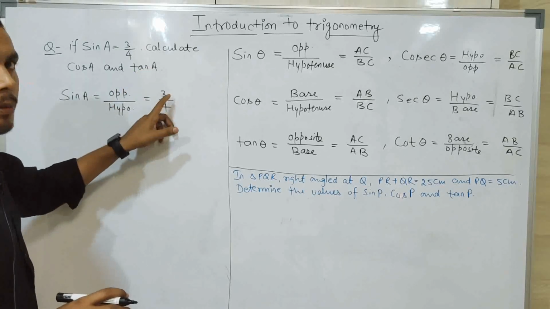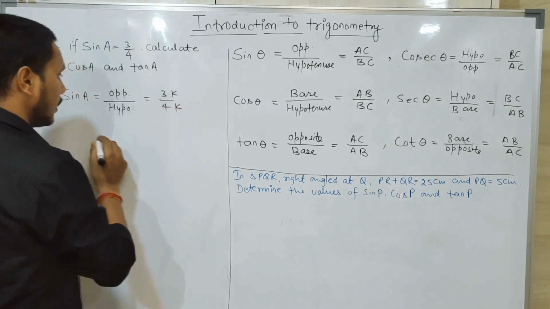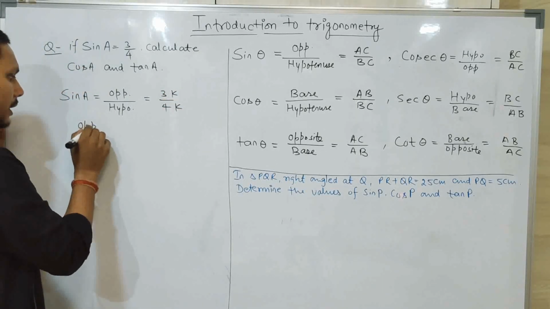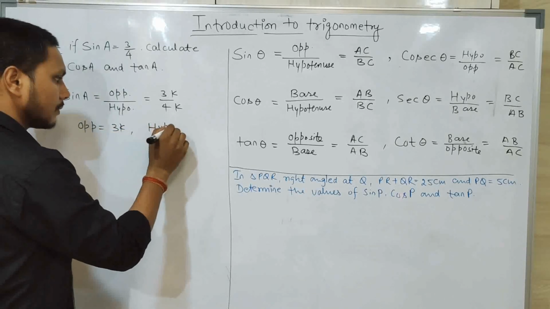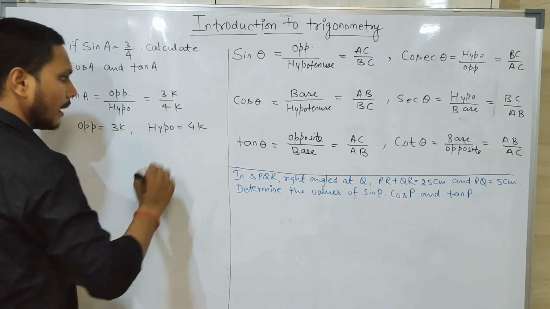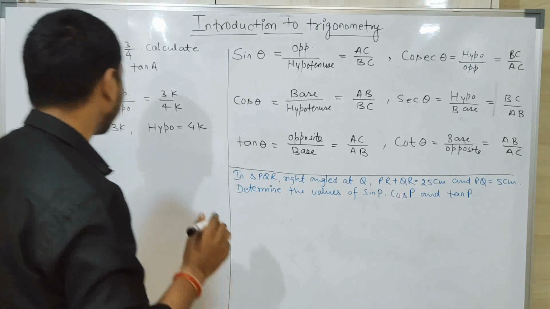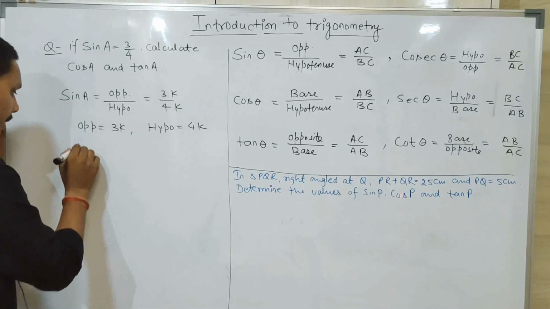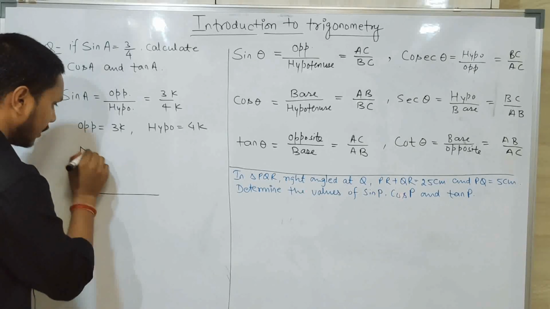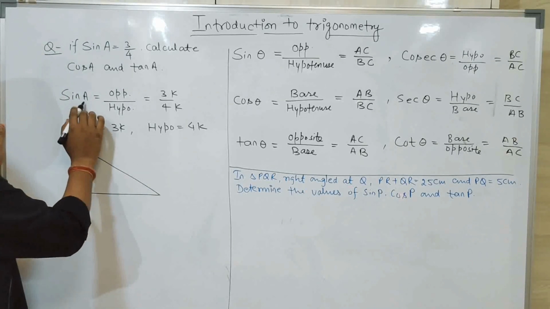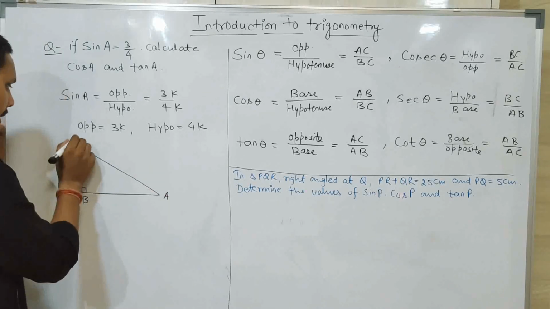It may be that there is some common factor. So we will write the common factor as k. Now we can write opposite equals 3k and hypotenuse equals 4k. And only one side is not given, which is nothing but base. So first we will find the base. So basically we will draw the right angle triangle. Right angle triangle, and A is a point. So let A be here and B at 90 degree and C this.